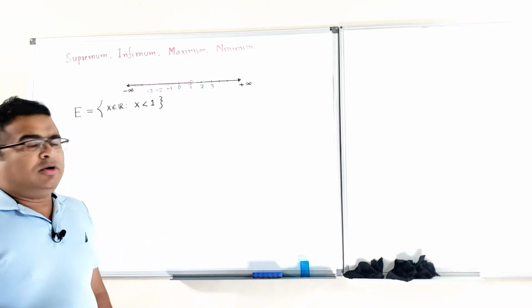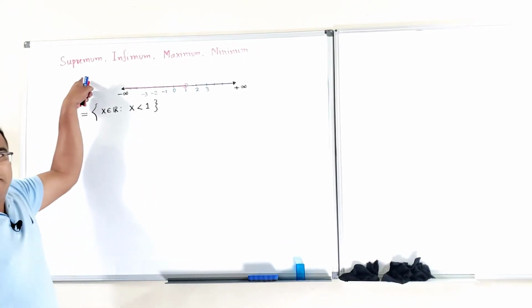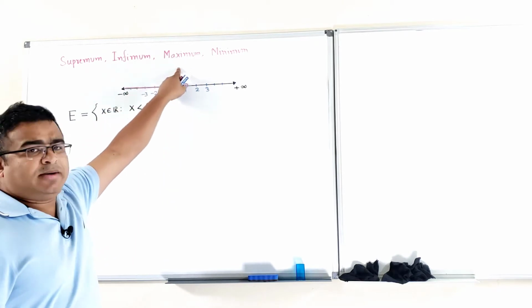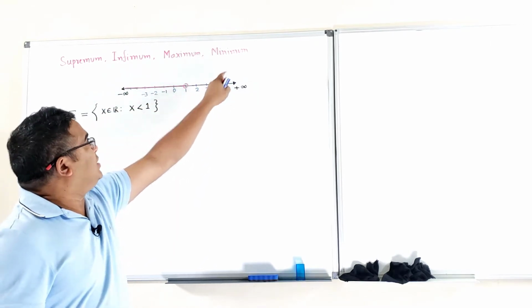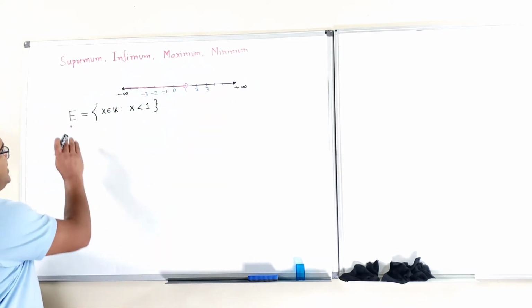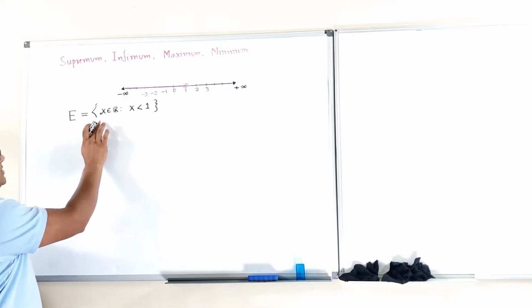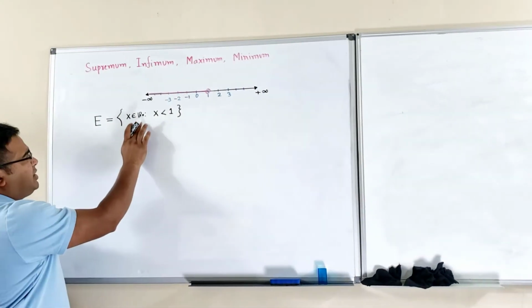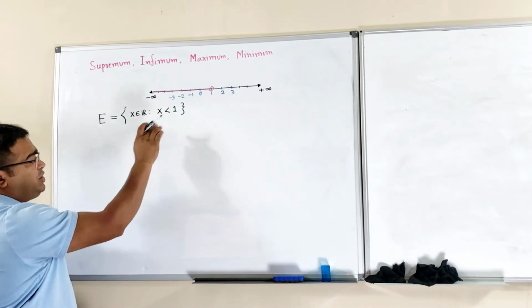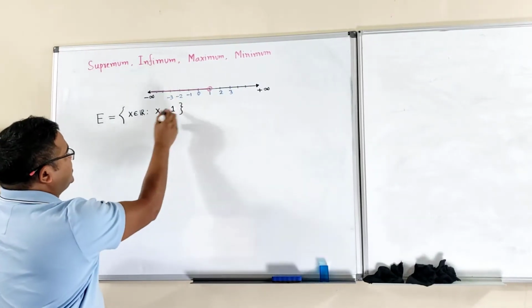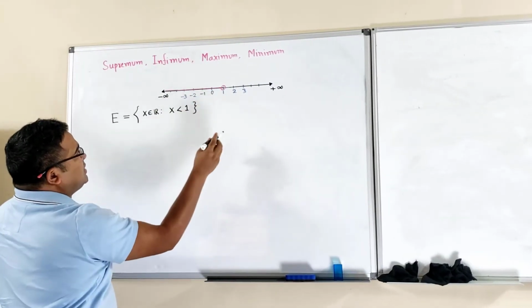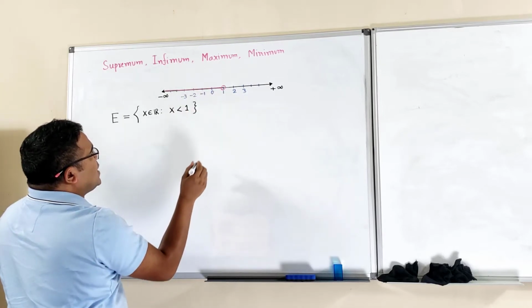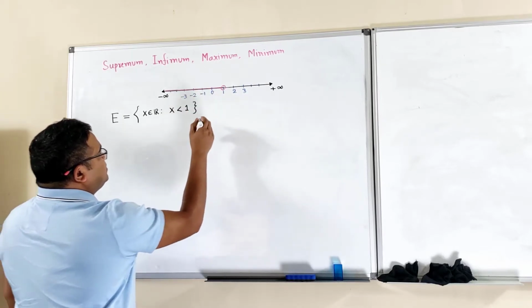In this video, we will learn supremum, infimum, maximum and minimum. If we consider a set E, where x is an element of R and x is less than 1, and we draw this set on the number line, it is like this. So what is the upper bound here?